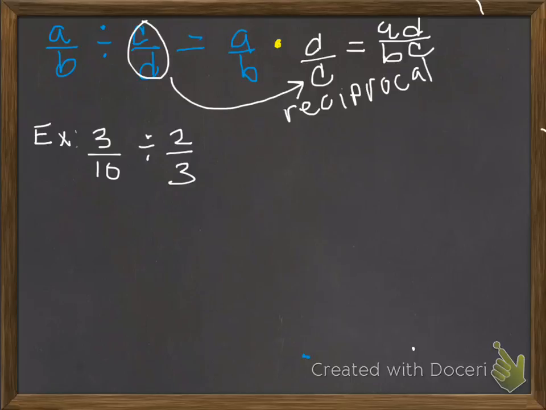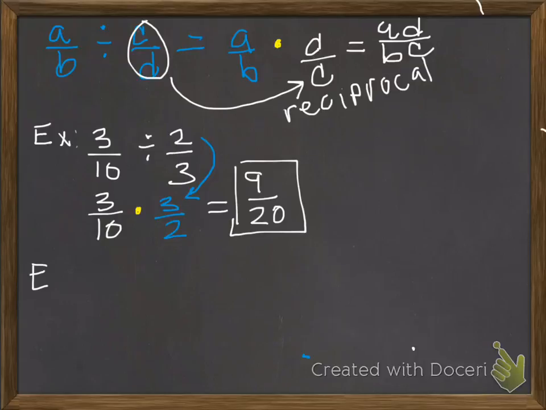Let's try 3 over 10 divided by 2 over 3. So 3 over 10 divided by 2 over 3, we first must find the reciprocal of the second fraction and then multiply the two fractions together. The reciprocal of 2 over 3 is 3 over 2. So we're going to rewrite the problem as 3 over 10 times 3 over 2. 3 over 10 times 3 over 2 is equal to 3 times 3, which is 9, over 10 times 2, which is 20. And that will be our final answer.